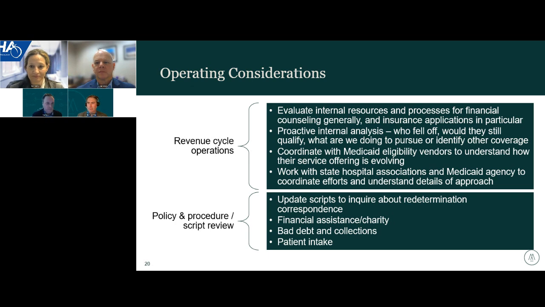Let's squeeze in the final polling question, and then if we have a little bit of time, we can take some Q&A. Jamie? The final polling question is, what actions have you taken to be proactive in seeking out at-risk enrollees and assisting them with reapplying for Medicaid benefits? The answer options are A, our existing Medicaid enrollment vendor is supporting it, or we have hired a vendor to support this work. B, we're working with our state Medicaid agency and/or hospital association. C, we intend to be proactive about assisting beneficiaries, but we haven't started yet. Or D, we think our existing processes are sufficient.